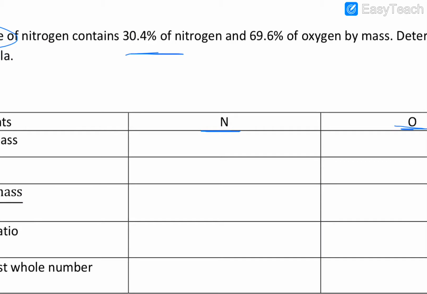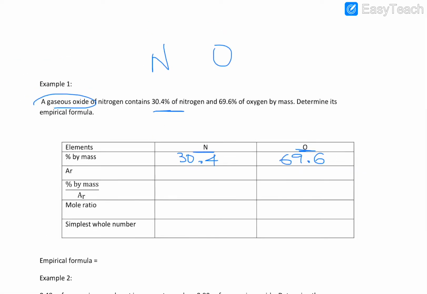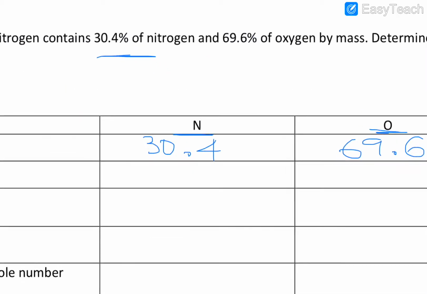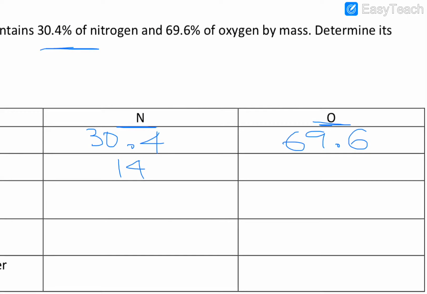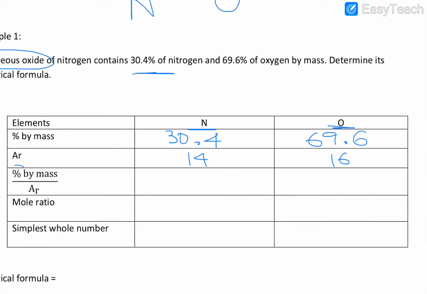Sometimes the question will give you mass, sometimes the question will give you percentage. Here it's given percentage, so I'm going to write down the percentage of each element. Okay, and then you're going to write down the AR of each element. So look in the periodic table. Nitrogen is 14, oxygen is 16. I'm writing down the AR. Then I will do the percentage by mass divided by the AR.